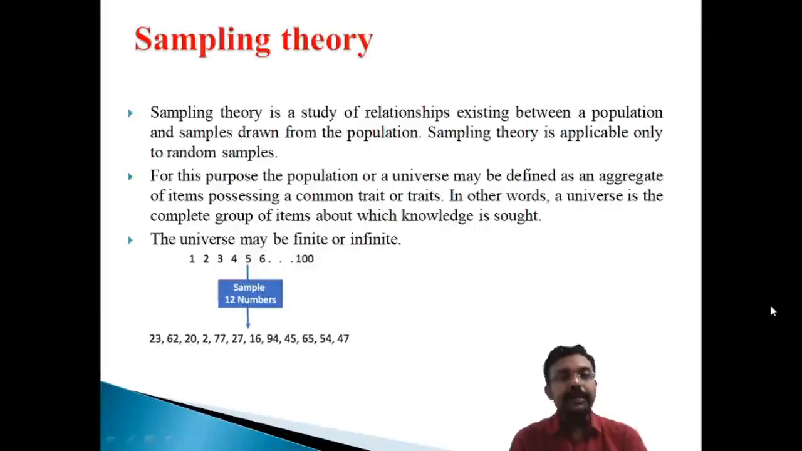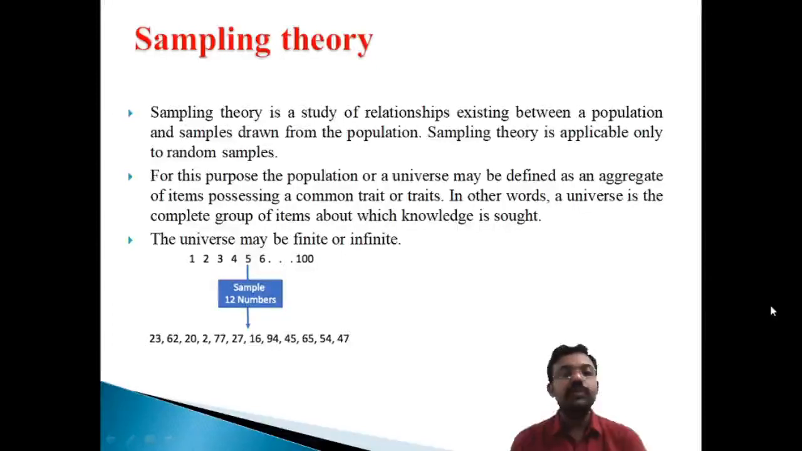You are selecting your samples from your population systematically. This process is known as sampling theory. That is the meaning of sampling theory. Suppose a selecting process is known as sampling theory, you are selecting the samples from your population, that is sampling theory. That purely depends upon the universe or the population.